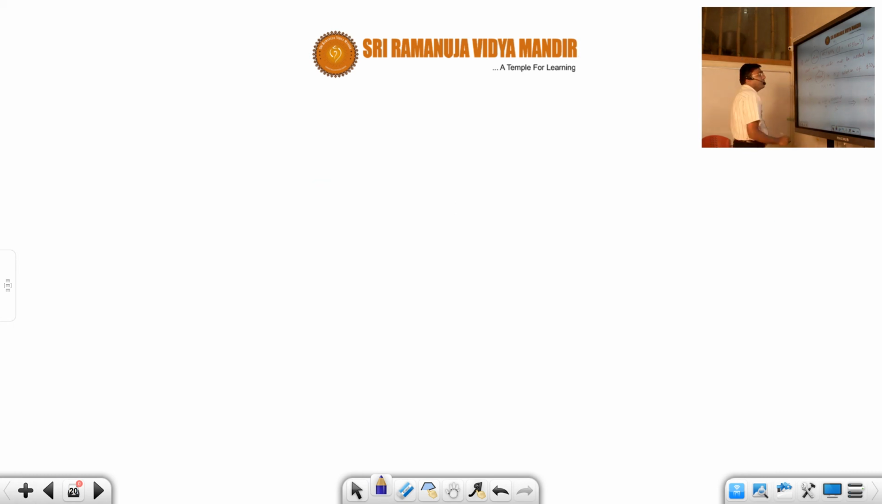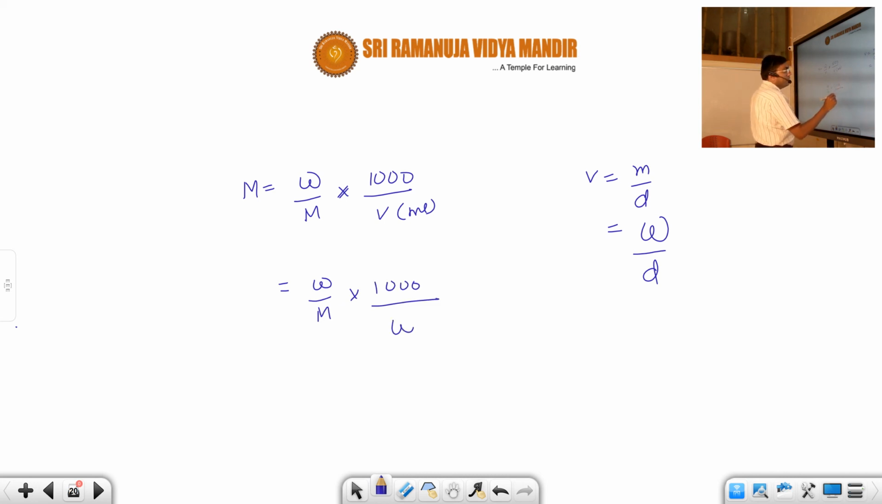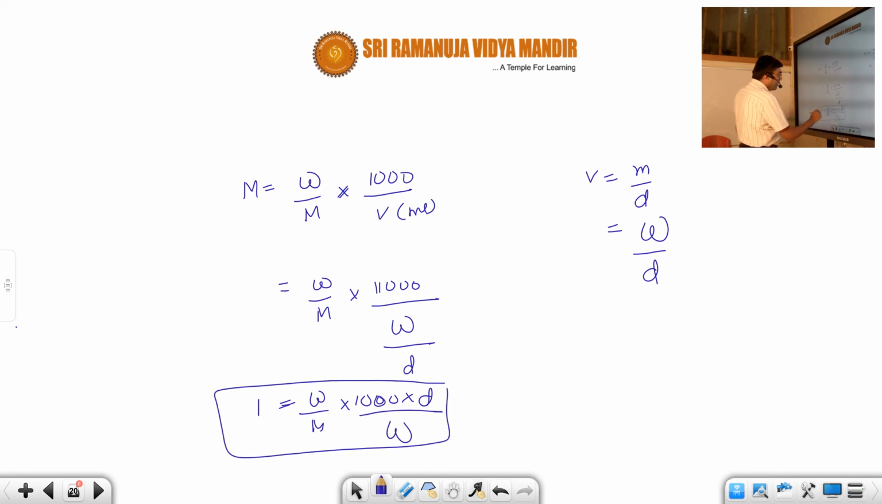Now you know very well molarity is equal to weight by molecular weight into 1000 by volume in ml. You know the formula. You also know very well volume is equal to mass by density. Here mass I can take as W, so volume is W by D. Now I can write W by M into 1000 by W by D, so W by M into 1000 into D by W. So this is the formula when density is given. Now students, you can calculate very easily.